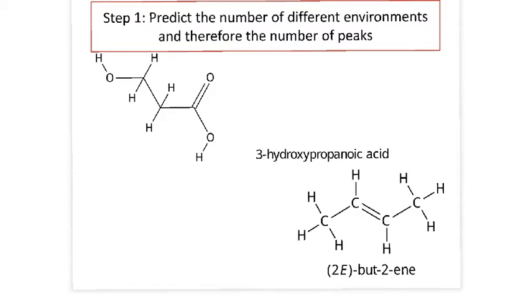So this first example here is similar to the one we had before. So you've got 1, 2, 3, 4 different hydrogens in different environments, and this OH here and this OH here are different because this one is a carboxylic acid, so it's next to the carbonyl group.